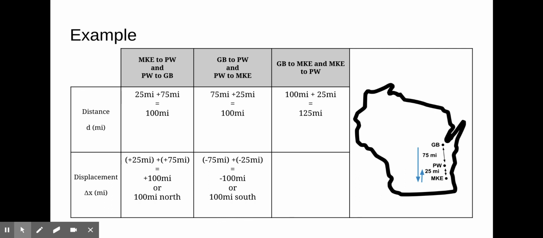Whereas remembering the definition of displacement, that's change in position. So we go 100 miles south, and then we go 25 miles north. Notice that it's positive in our equation here. So our change in position, we have only moved 75 miles south of where we started.